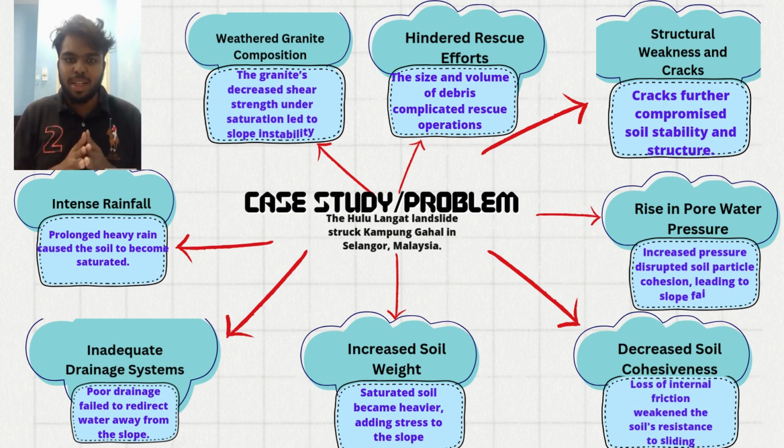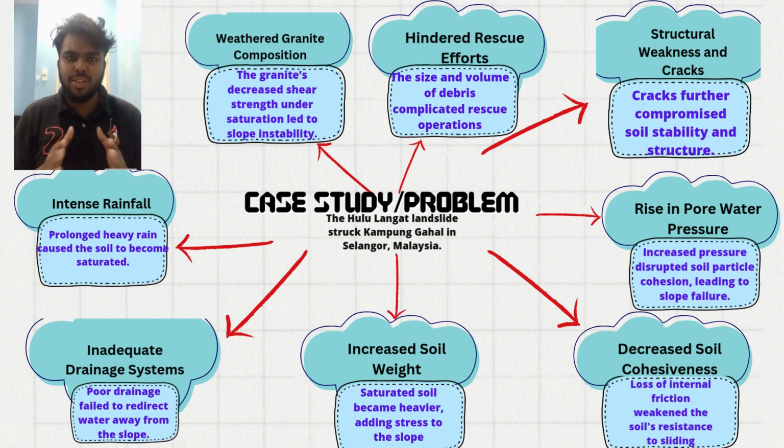Today I'm going to present about the case study. We have studied the case about landslide, the Hulu Langat landslide which struck Kampung Gahal in Selangor, Malaysia, which happened on May 21st, 2011. There are a lot of problems that caused this landslide to happen. Firstly, weathered granite composition. The slope was mainly weathered granite, leading to decreased shear strength and slope failure under saturation.